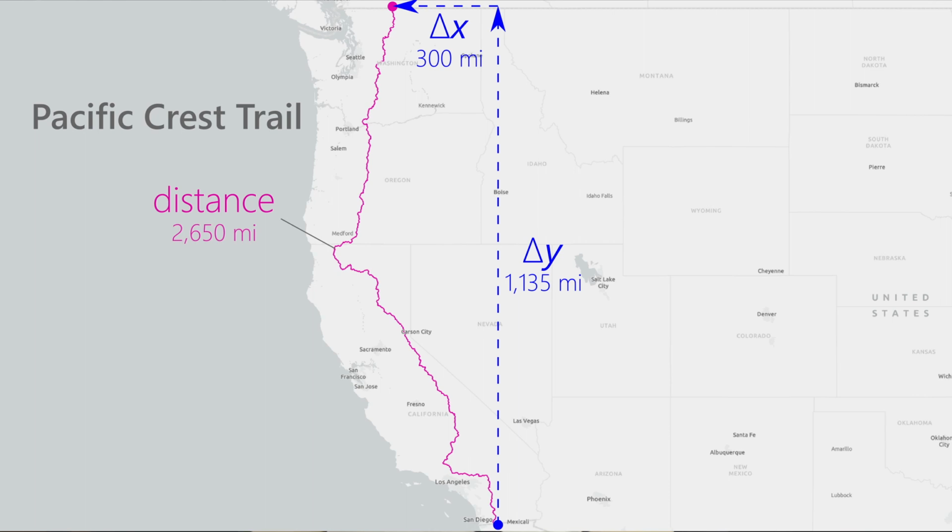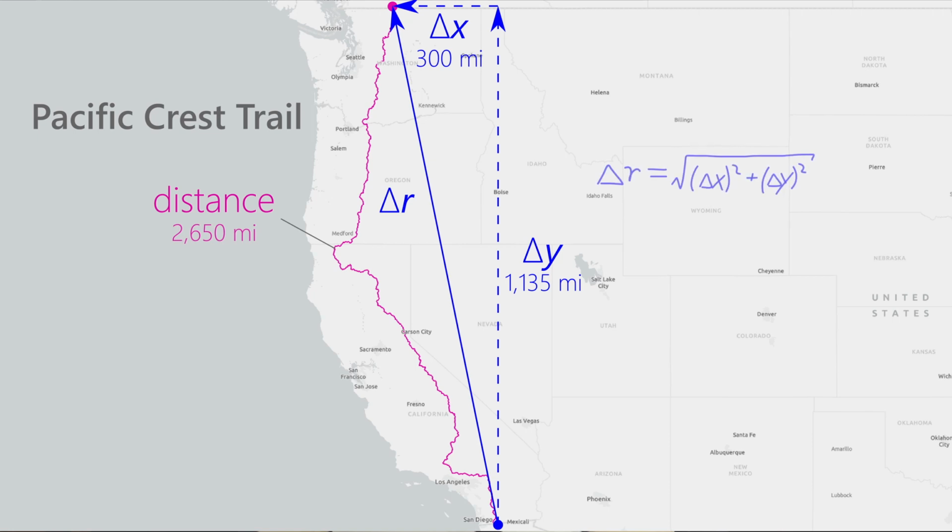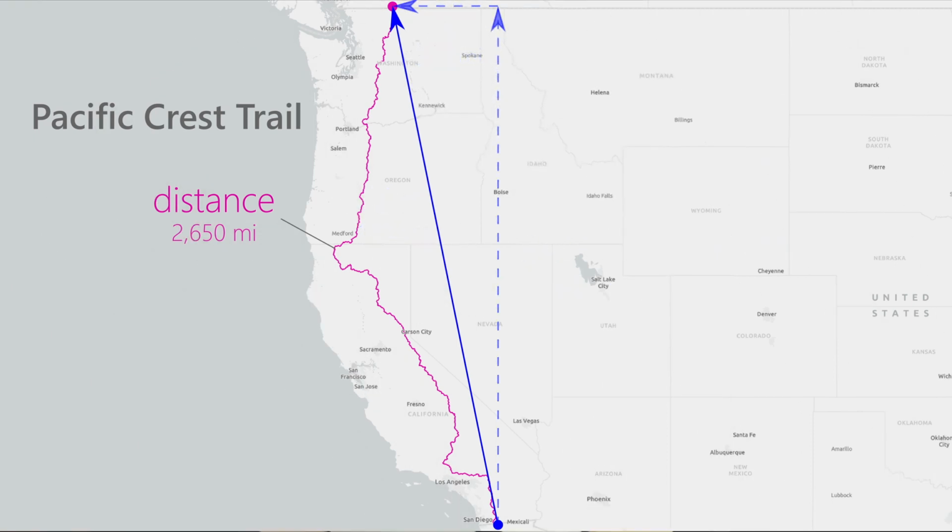The displacement is then the hypotenuse of this triangle, which, using the Pythagorean theorem, is simply the square root of the sum of the squares of each side. After substituting, this brings the displacement of the PCT to 1,174 miles. Notice the displacement does not equal the distance of the trail, and is significantly smaller than the total distance of the PCT. The displacement also has a defined direction, which is indicated by the arrow.